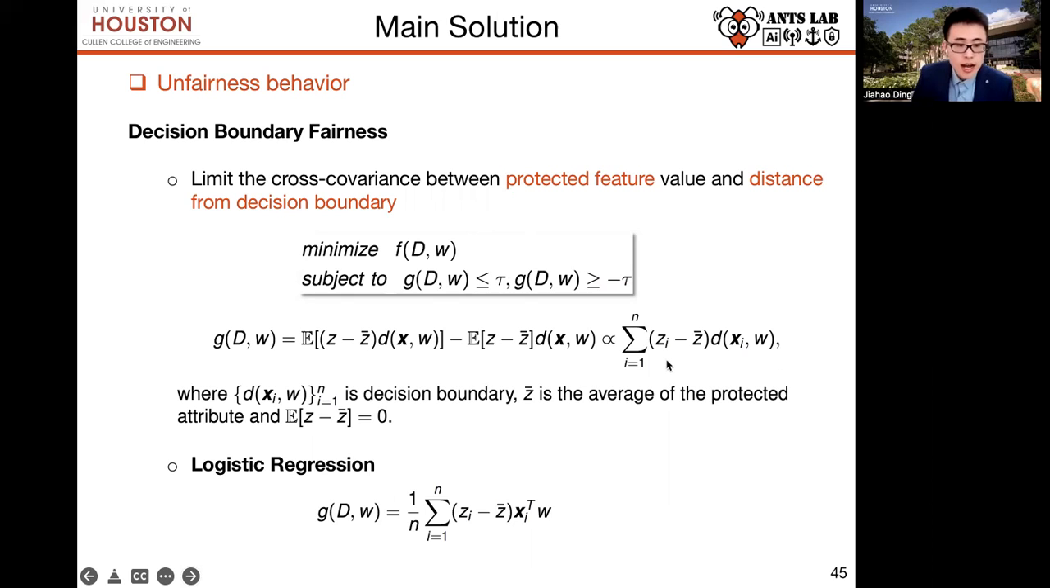You can see Zi is the protected feature, Z-bar is the average of the protected attribute, and d(xi, W) is the decision boundary. For logistic regression, the decision boundary is defined as xi transpose times W, and the fairness constraint for logistic regression is like this one.